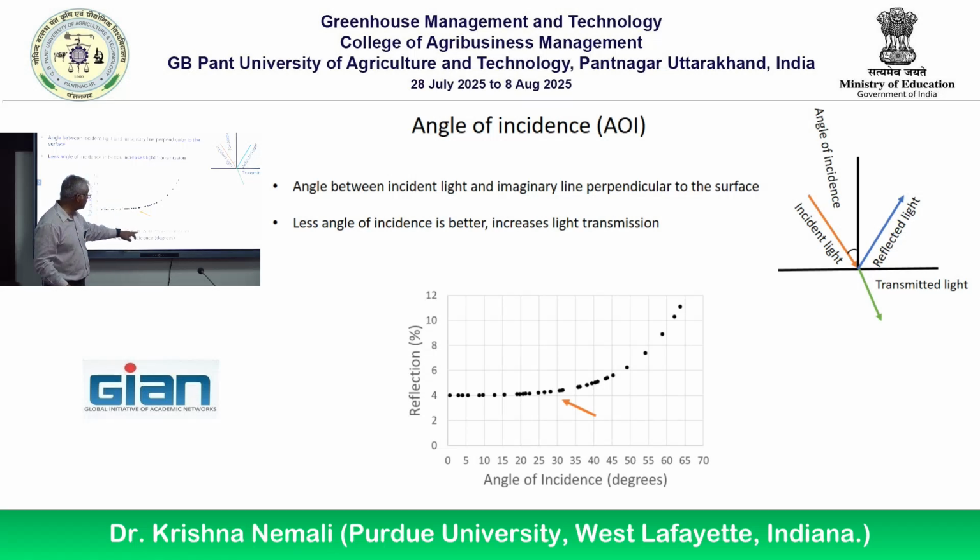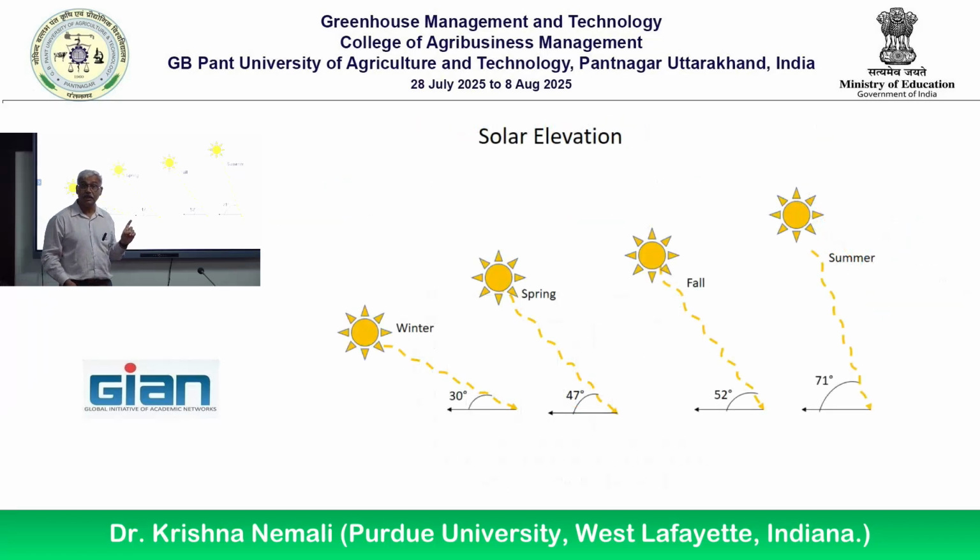After the angle of incidence is more than 30, it exponentially goes up. This is why angle of incidence is so important. Angle of incidence of light into the greenhouse. So what affects that angle of incidence? The roof angle. If you have a flat roof versus a sloping roof, that's going to affect your angle of incidence. And that's what we are learning now.